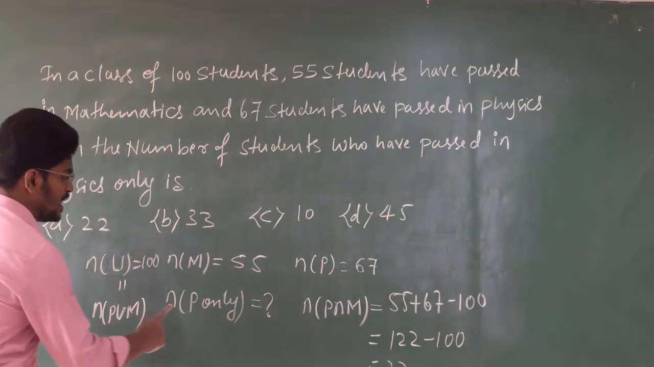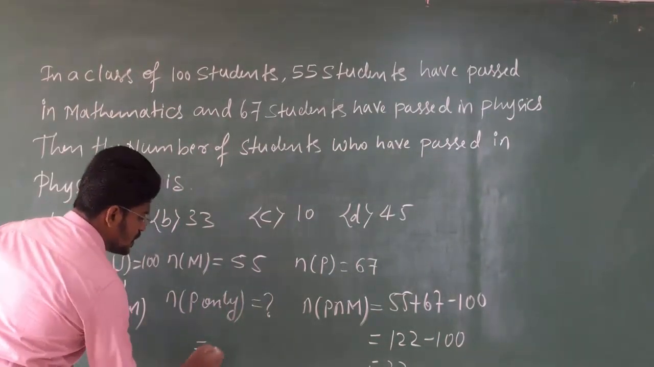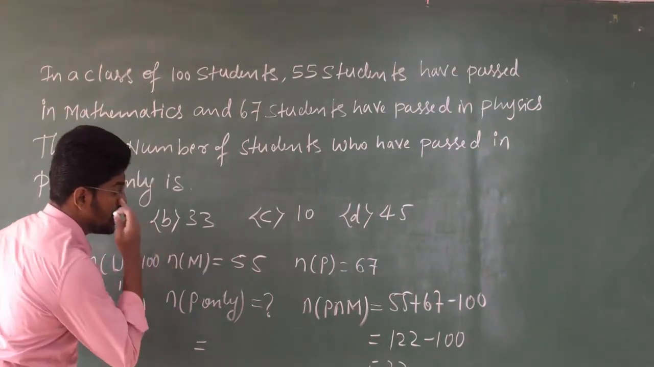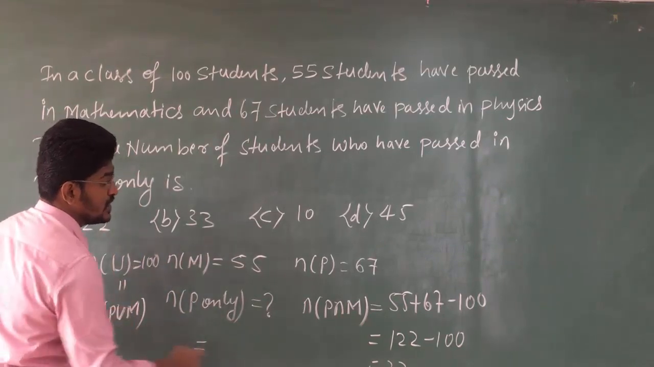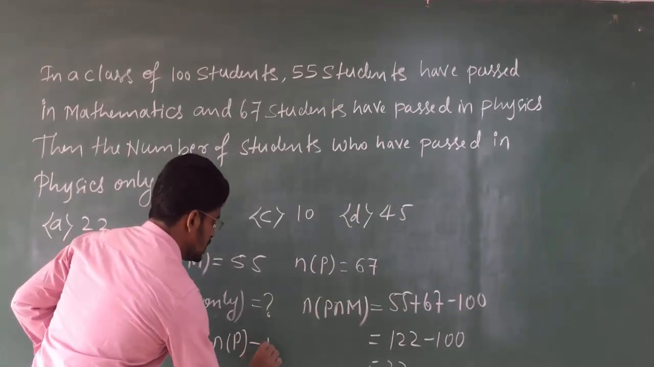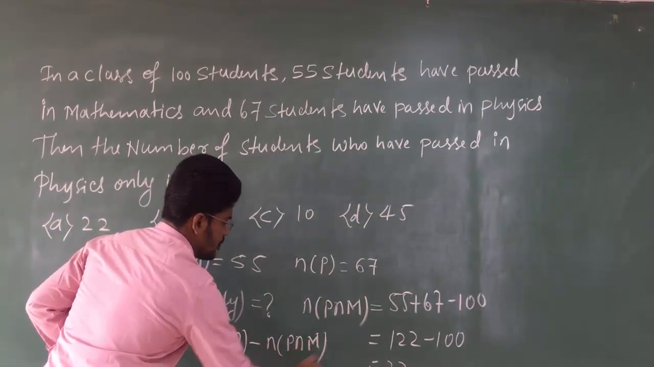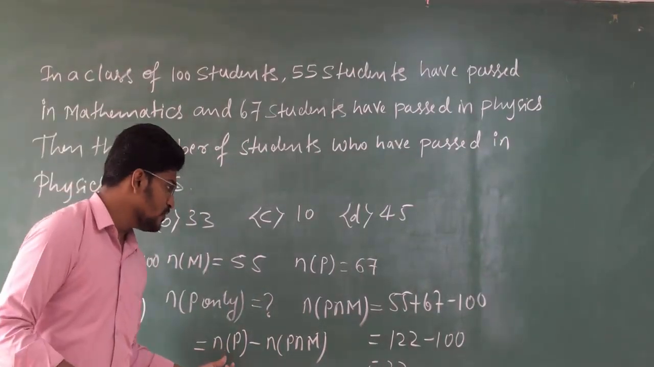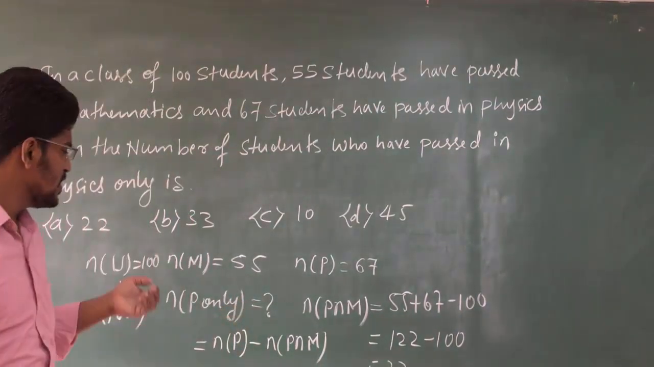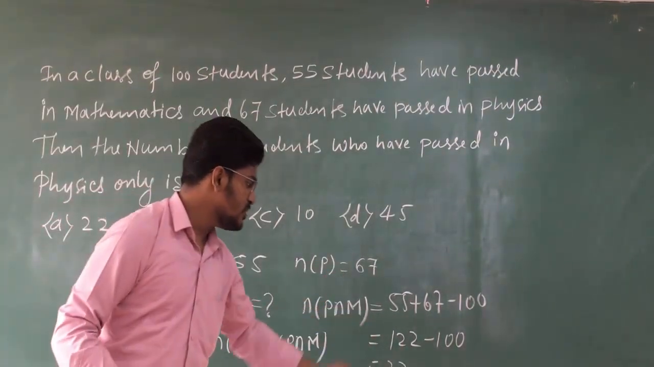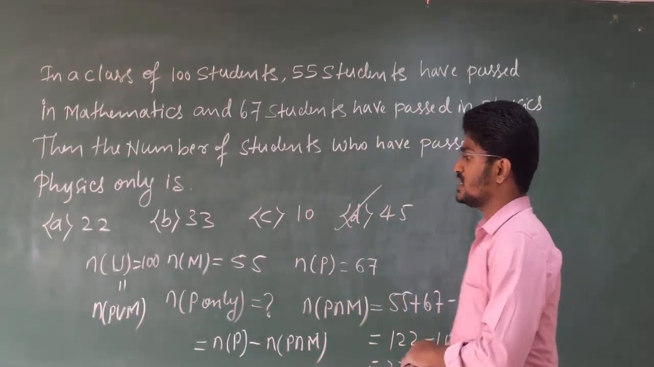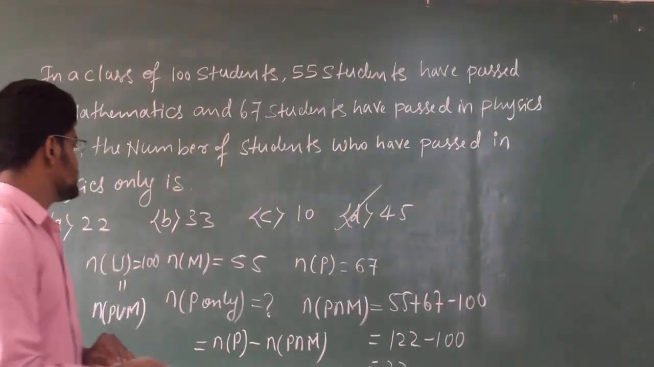Now if you want to calculate n of P only, what do you have to do? You have to subtract the common term from 67: n of P minus n of P intersection M. From the total number of physics, you subtract those who have passed both physics and maths, so you remain with only physics. So 67 minus 22 will be how much? 45. So 45 will be the correct answer. Clear? So it's a very simple question.